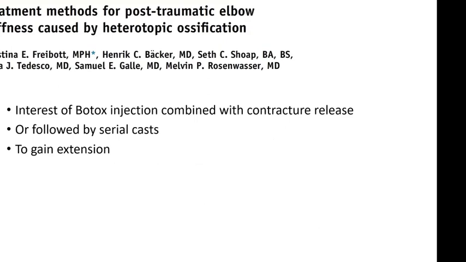Botulinum toxin has also been proposed to transiently limit activity of the flexor muscles and allow active triceps contraction, which may help facilitate gains in elbow range after contracture release. Some studies have shown that this injection, followed by serial casting, has increased the extension of the elbow.